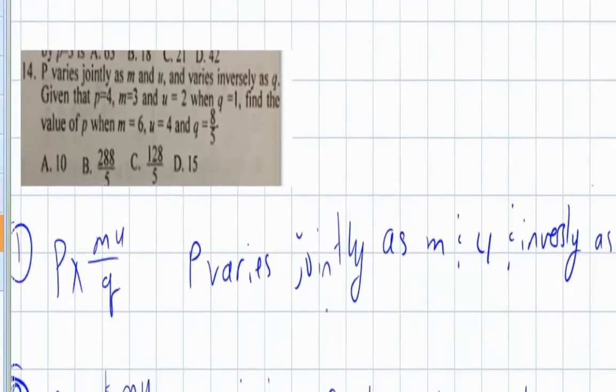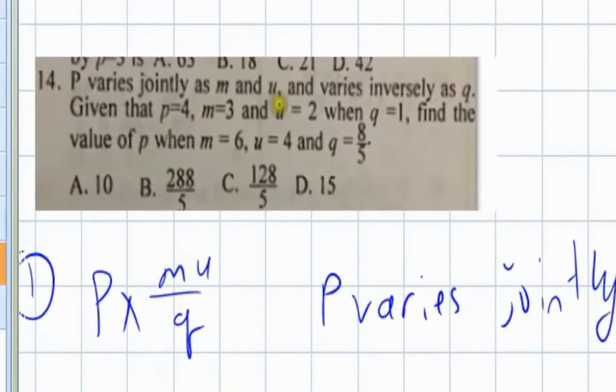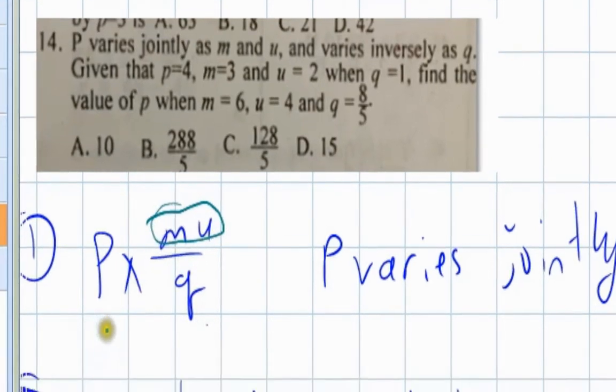So the first thing that you want to do is make an equation or a formula given that first sentence. P varies jointly as m and u, and varies inversely as q. What they mean there is that p varies jointly as m and u. So m and u are at the top because it varies jointly. So p times mu, that's how they vary with each other. But it varies inversely as q, meaning that you need to divide by q. So I've just made these into a fraction. Mu over q times p.